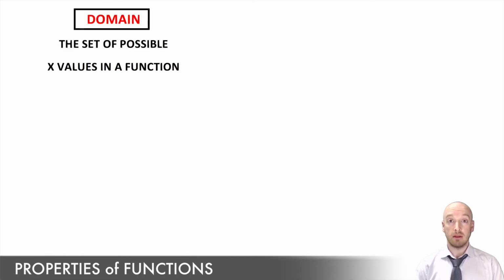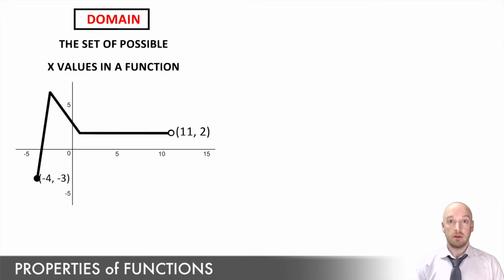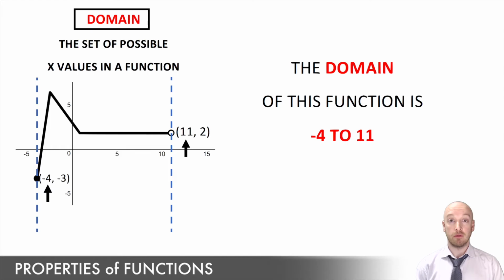First, with domain, these are the possible x values that are included in a given function. So if we look at the graph on the screen here, we can notice even though it has a few different parts to it, this graph never has an x value that's smaller than -4 or larger than 11. So in this case, I would simply say that the domain of this function is from -4 to 11. However, it's not quite that easy. We have to be aware of a couple of things here.